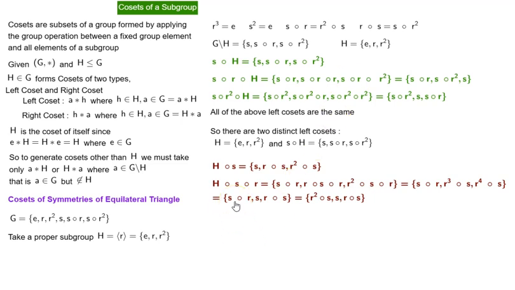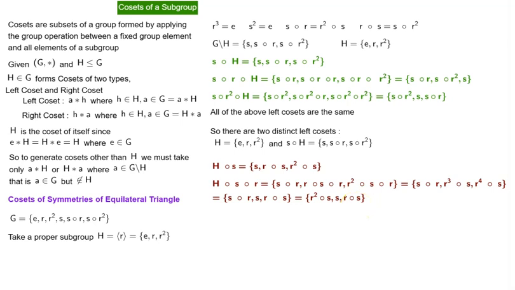So here we have S times R. Here the group element is on the left. So S times R is R square times S. So write R square times S. S as it is and R times S as it is. So this is the right way of writing the coset.